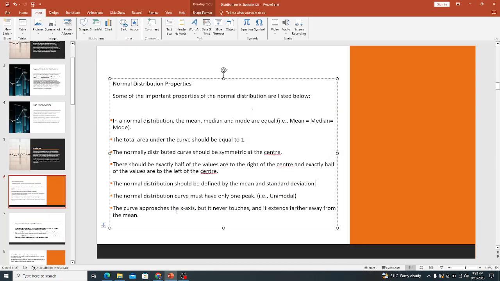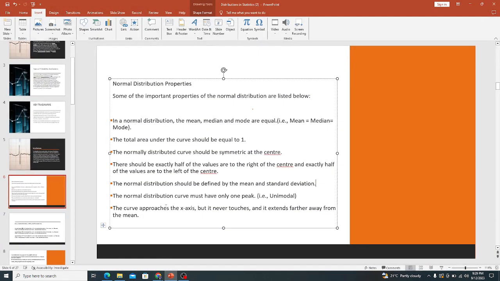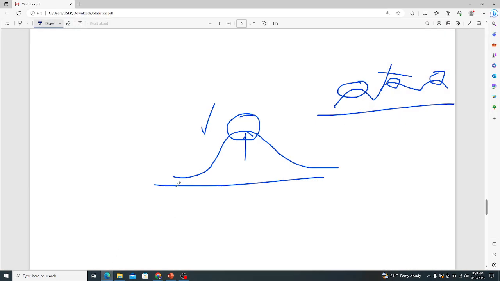Then the curve approaches the x-axis, but it never touches it, and it extends further from the mean. You can see in our illustration that the tails of the normal distribution are not touching the x-axis. Rather, they are prolonging along it.